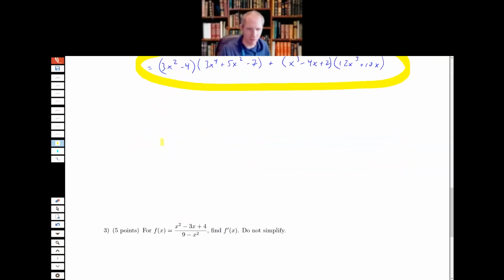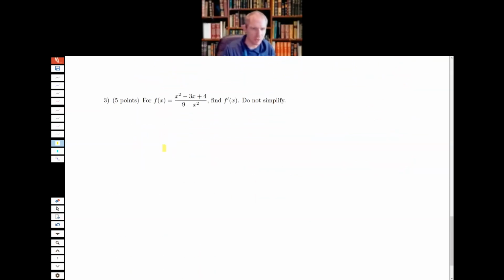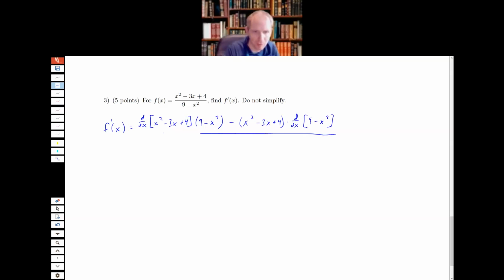Right, so let's go on to number 3. This one is just a quotient rule, and I don't think there's a way to really get away from that. Okay, so let's go ahead and set up the quotient rule. So we have the derivative of the top times the bottom left alone minus the top left alone times the derivative of the bottom all over that bottom, that denominator, squared.